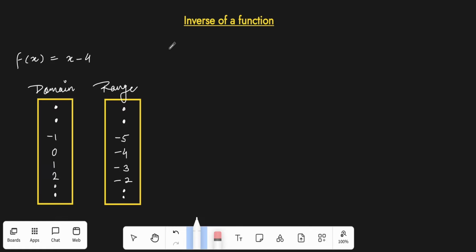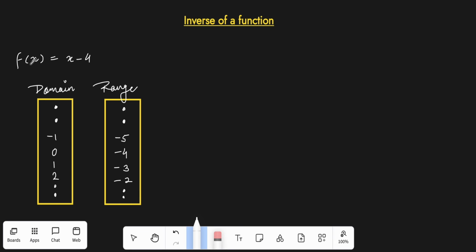Let's consider a function f of x is equal to x minus 4 and try to understand what we mean by the inverse of this function. We know that the domain of a function is the set of values that it can take as an input, and the range of any function is the set of values that it can output.